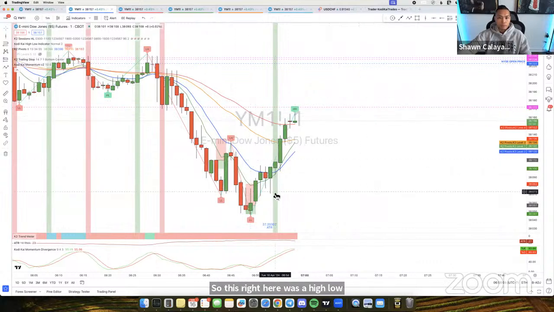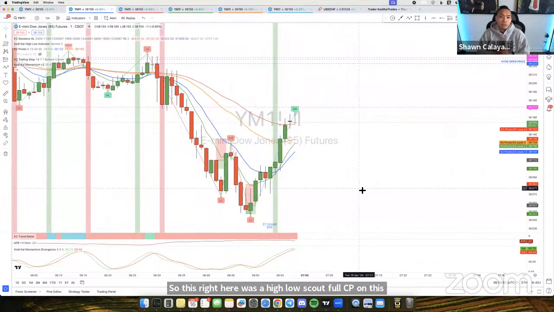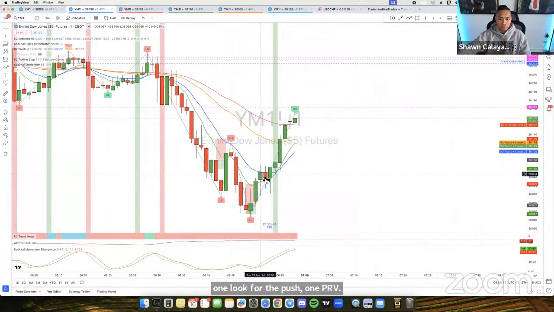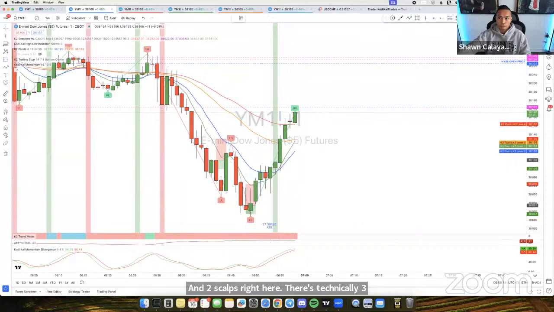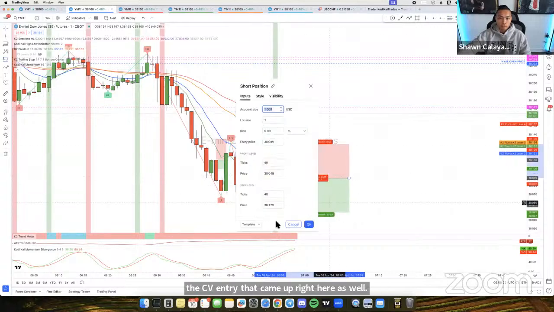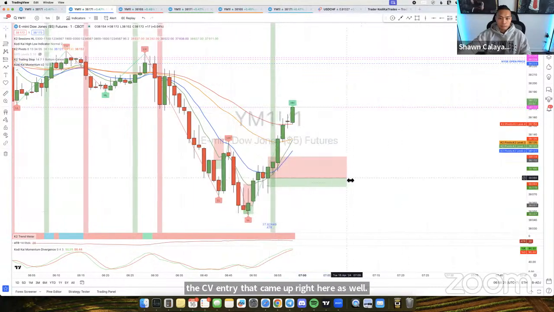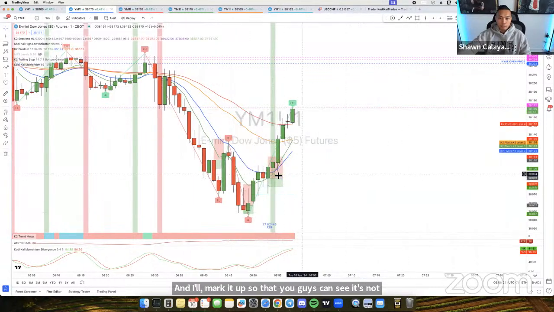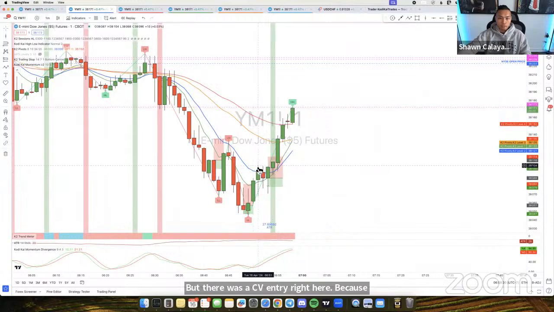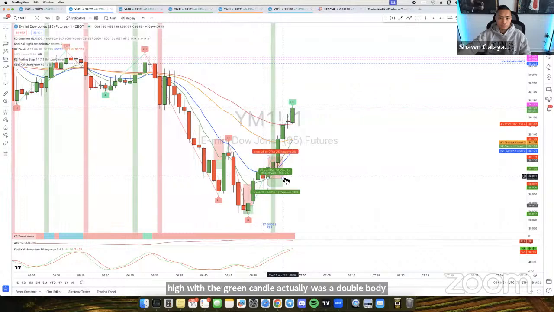And here we go as we wait for another entry. So far we've had about 4 entries for the day. We had one liquidity push, one PRB, and 2 scalps right here. There's technically 3 scalps. There was a CV entry that came up right here as well. And I'll mark that up so that you guys can see it. It's not showing right now because the level adjusted, but there was a CV entry right here because this was a high with the green candle. Actually, it was a double body. And then this here was a smaller candle next to it. And of course, you can see right there, it hit full TP.